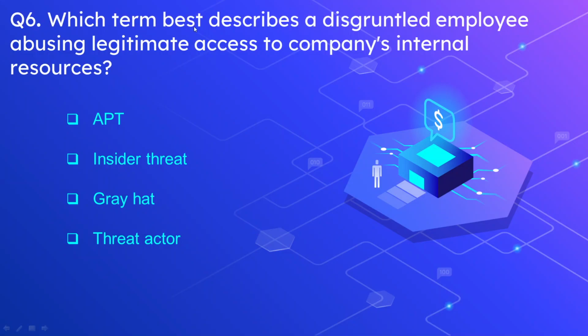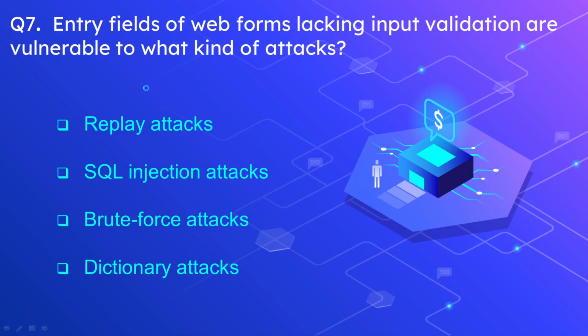Question number 6: which term best describes a disgruntled employee abusing legitimate access to the company's internal resources? And the options are APT, insider threat, grey hat, or threat actor. And the correct option is insider threat.